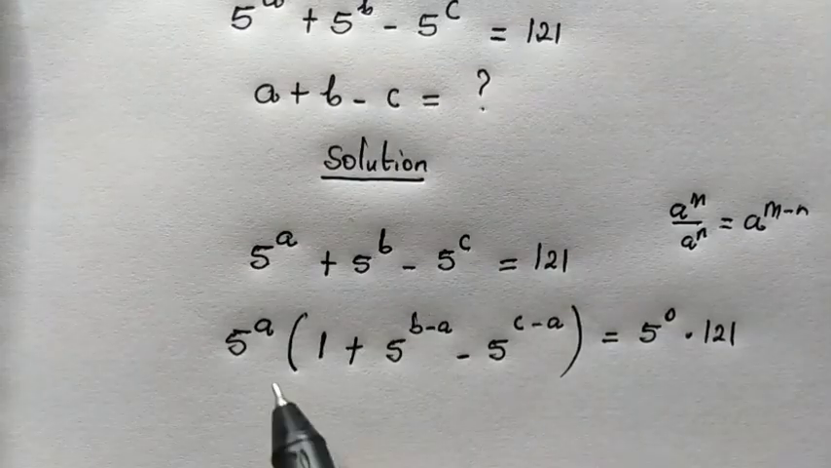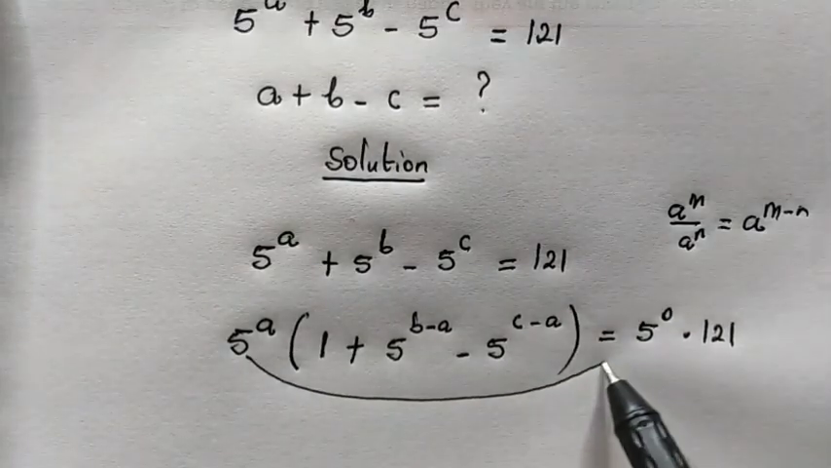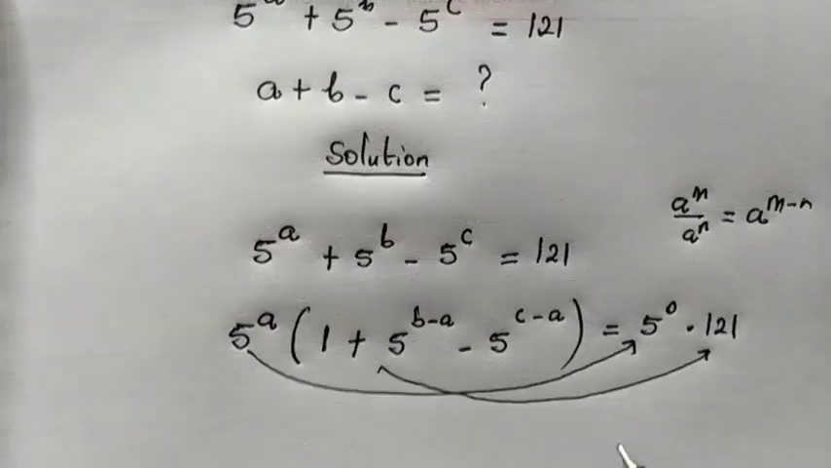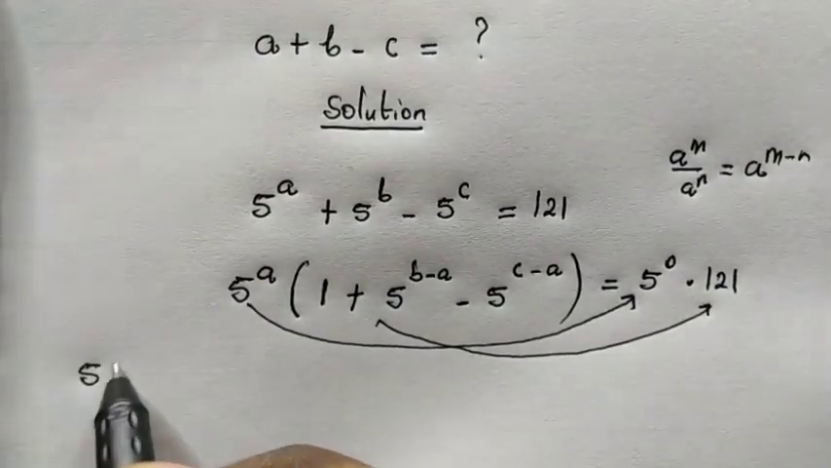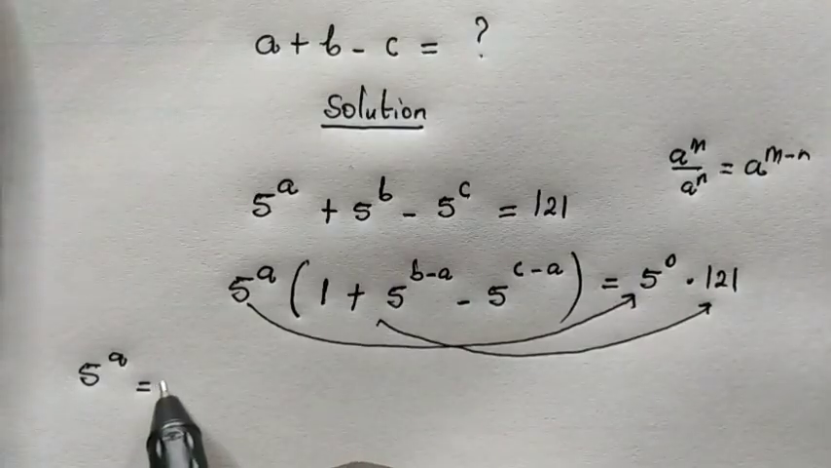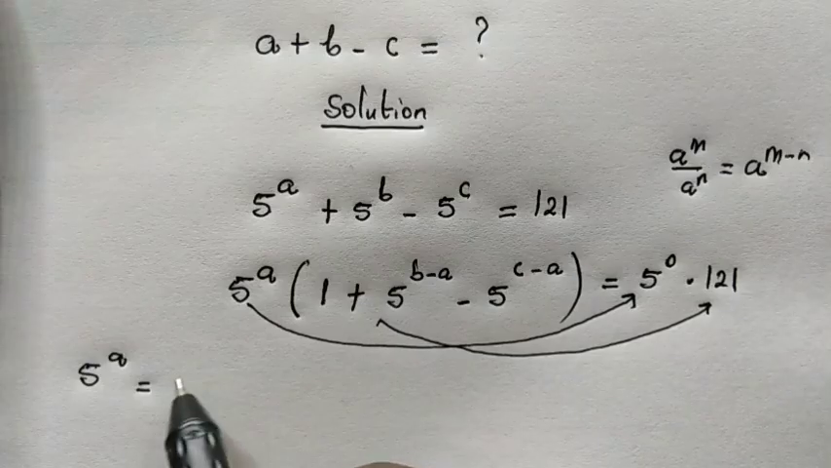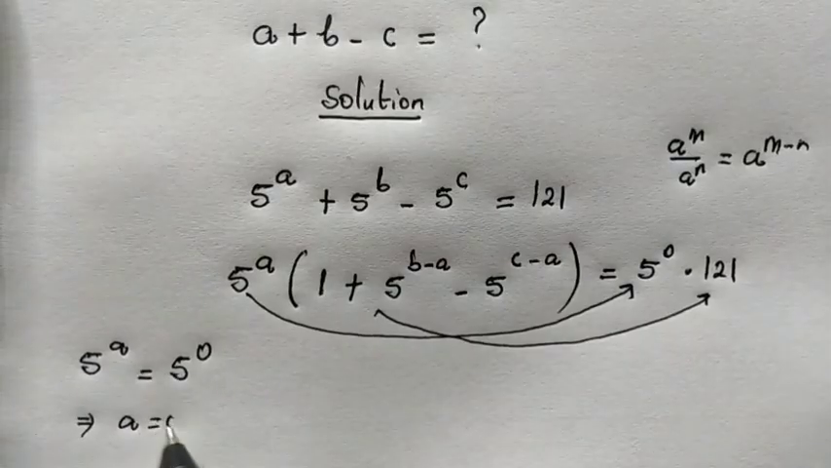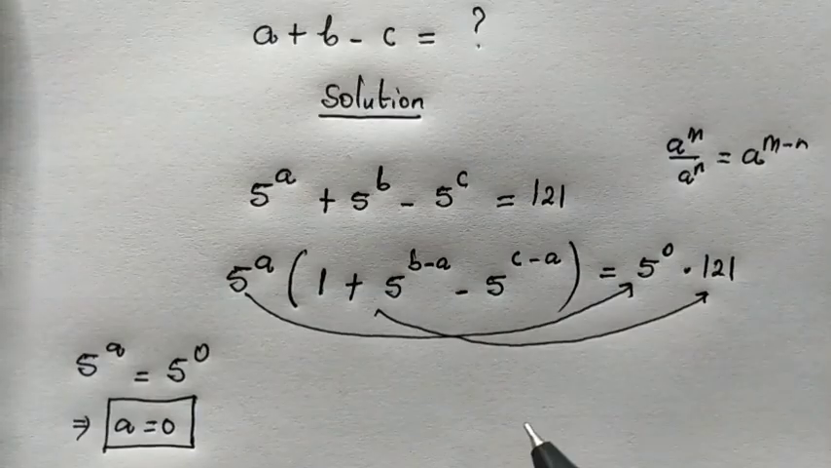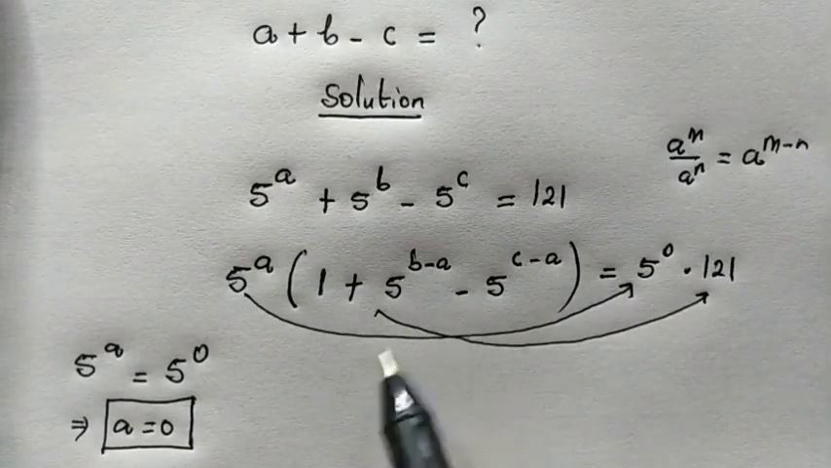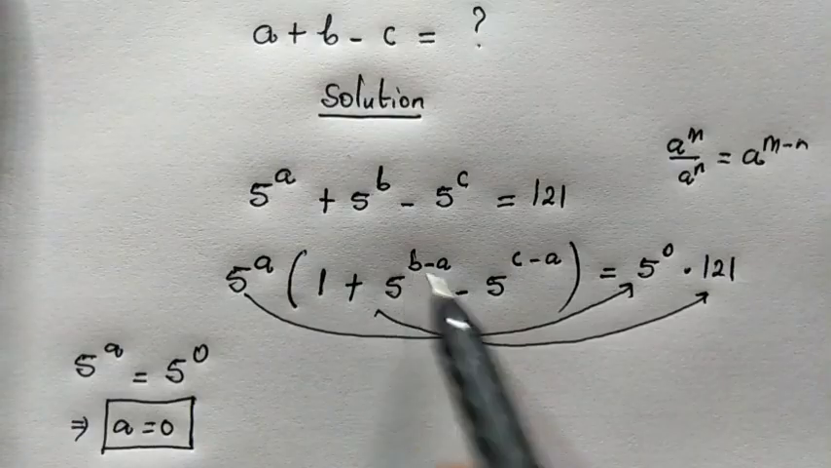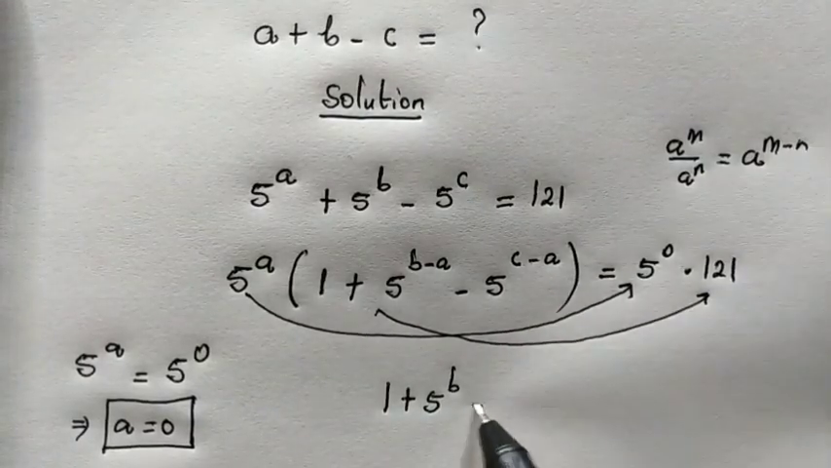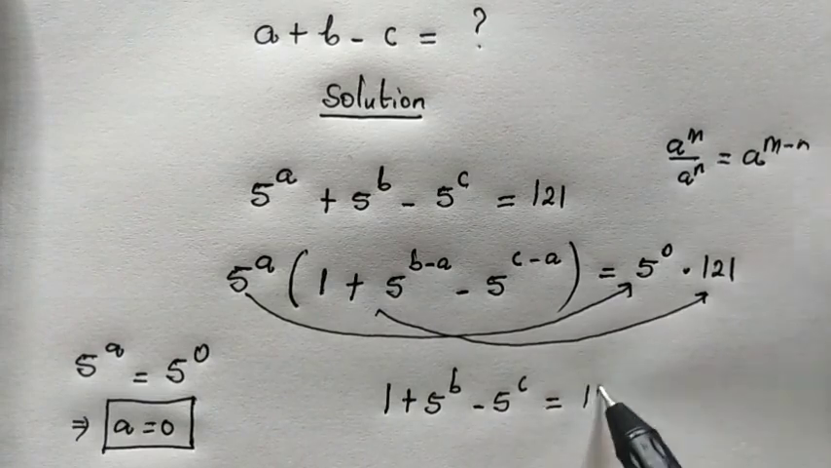Now, we're going to compare the following. As this is equal to this, right? And then this in the bracket is equal to this. So if 5 to the power of a is equal to 5 to the power of 0, this implies from here that a is equal to 0. Now, don't forget that in the bracket, since a is equal to 0, we are left with 5 to the power of b, and we're left with 5 to the power of c. So this will become 1 plus 5 to the power of b minus 5 to the power of c. This is equal to 121.